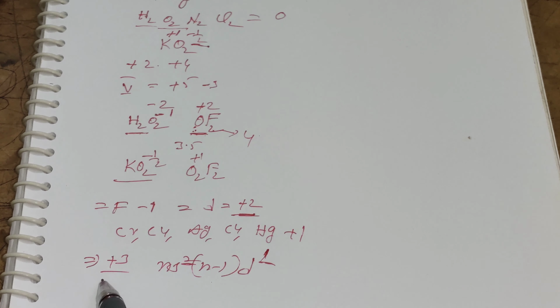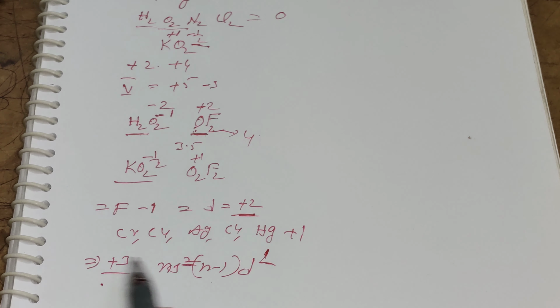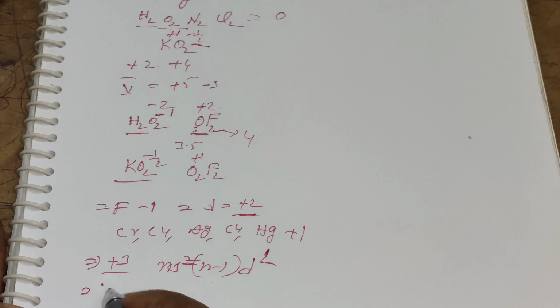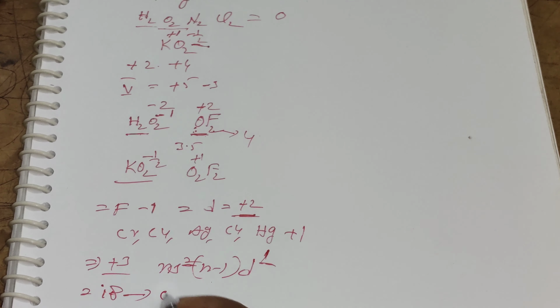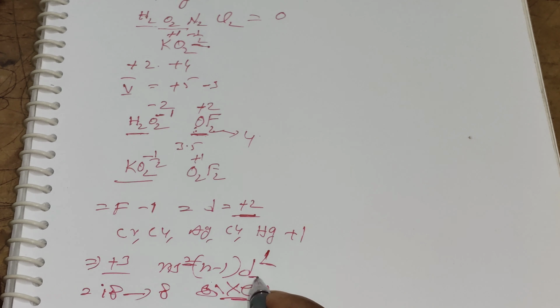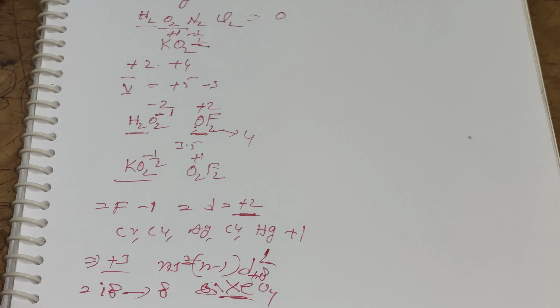So the maximum oxidation state of an element never exceeds the group number. For example, if I take the 18th group elements, or the 8th group element, the oxidation state may not exceed more than 8. For example, in XeO4, here the xenon valence is +8. So this is about the valency concept.